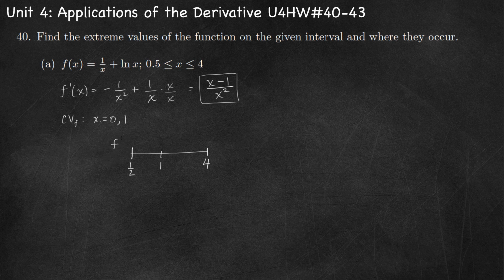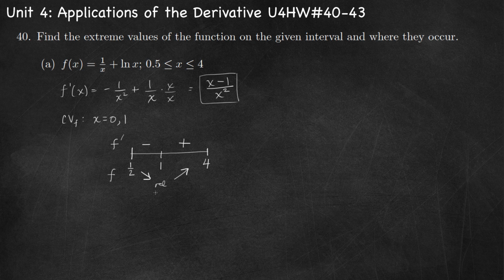And now we're testing our first derivative to see whether it's positive or negative. So I'm going to pick test points. I need one somewhere between 1/2 and 1. Let's just go with 3/4. So 3/4 minus 1, that's negative, and 3/4 squared is positive. Negative over positive is negative. So I know my function f is decreasing on this subinterval. And then a test point between 1 and 4, we can pick 3. 3 minus 1 is positive. 3 squared is positive. Positive over positive is positive. So my function f is increasing on this subinterval between 1 and 4.